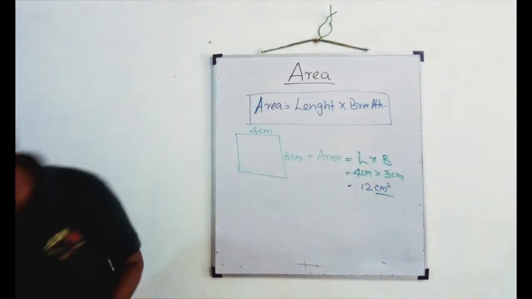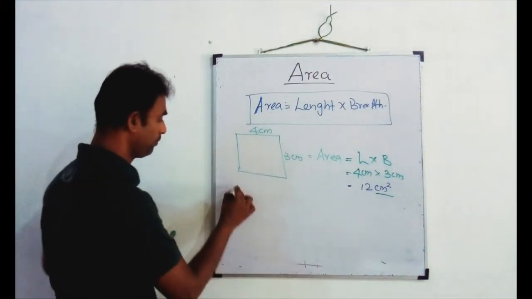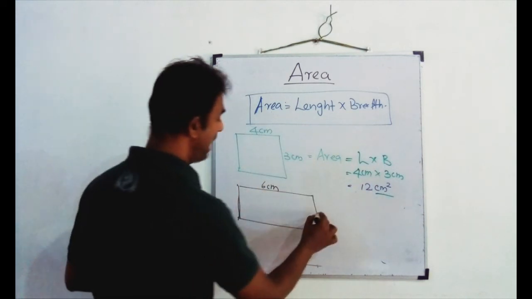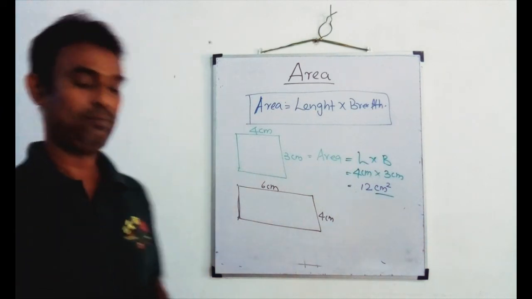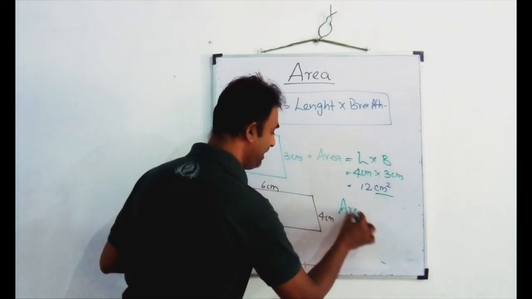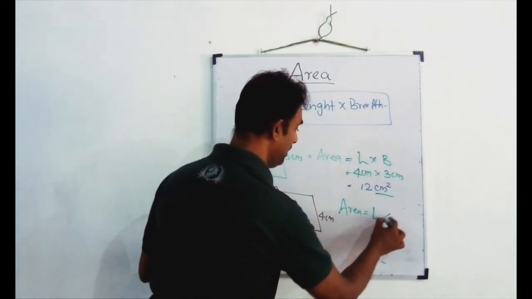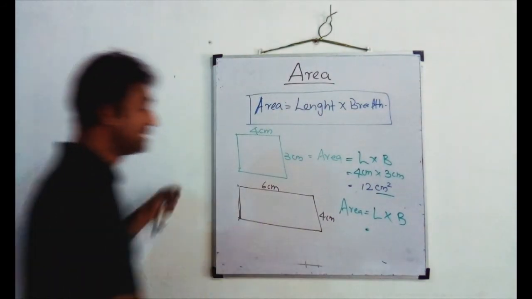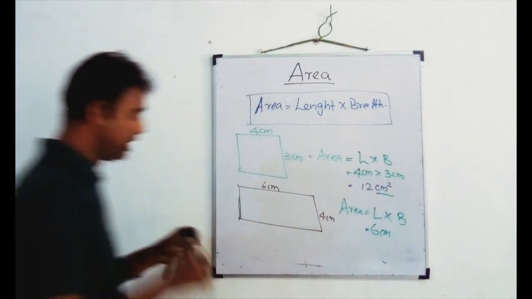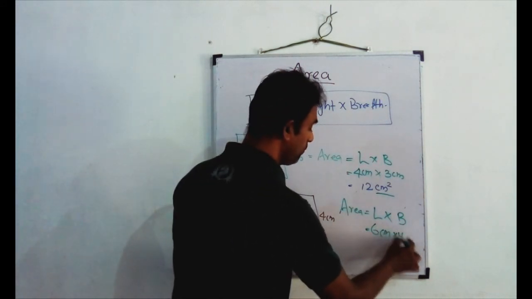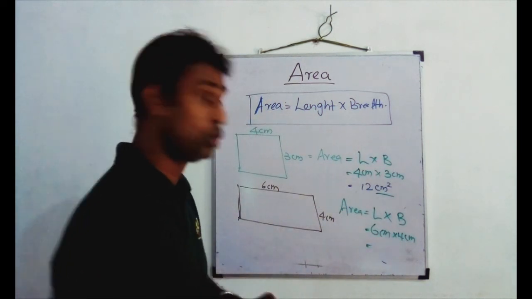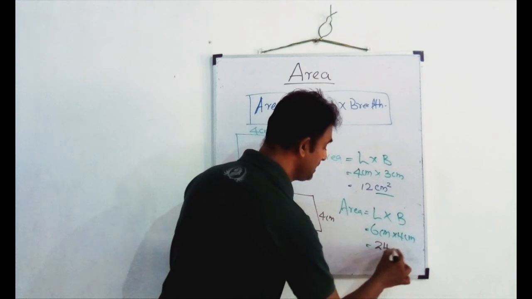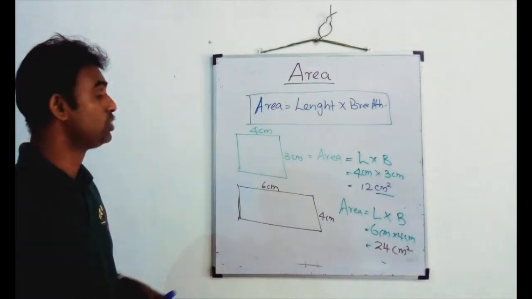Now, understand? Yes. Another figure I will draw. 6 centimeters and 4 centimeters. Now we want to find the area. You know that area equals length multiplied by width, the breadth. The length of this rectangle is 6 centimeters. It should be multiplied by 4 centimeters. 6 multiplied by 4, how much? 24. The measurement is square centimeters.